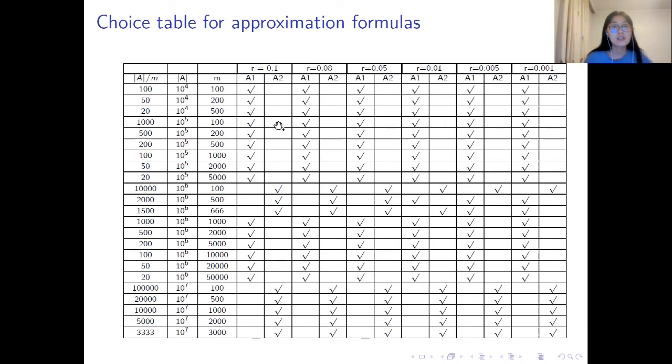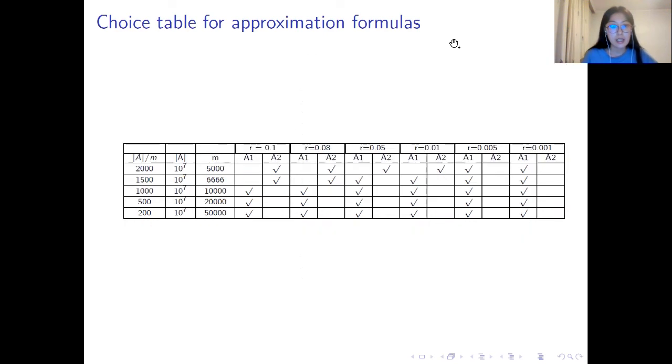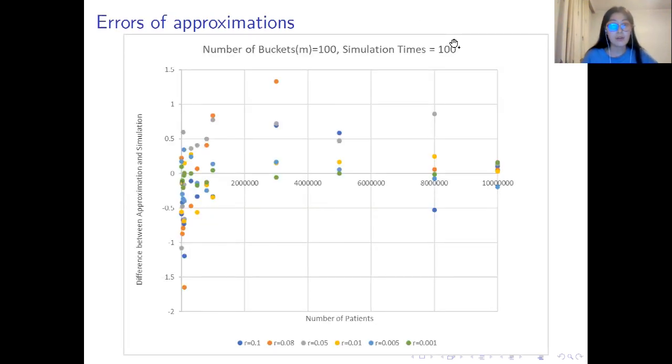Okay, so this is a trust table. In our problem, there are three main variables. The first one is the prevalence rate, R, the second variable is the population size, A, and the third variable is the number of buckets. We combine almost all possibilities of these three variables to make this table for users to refer to in almost all cases. Okay, now let's look at the errors of approximations.